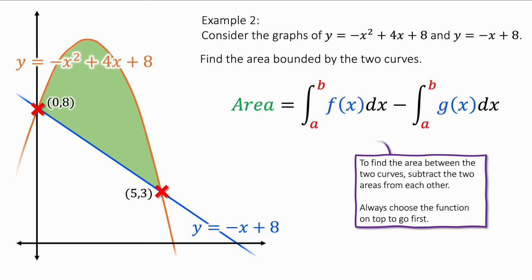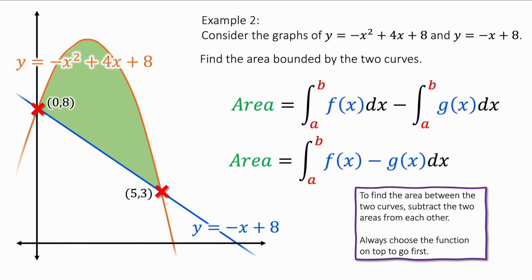So the area is given by the area under the big curve minus the area under the second curve. So we've got the area of f of x, minus the area of g of x, the other curve. You can subtract them, because as we said before, it's the big area minus the small area that is the area between them.